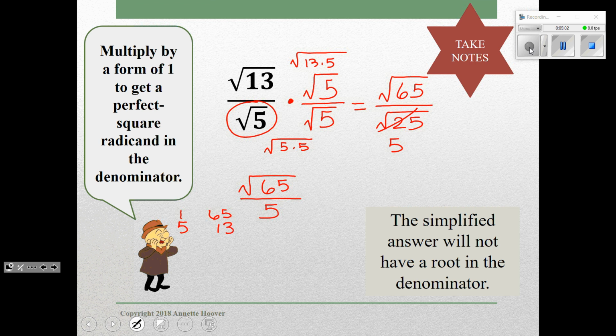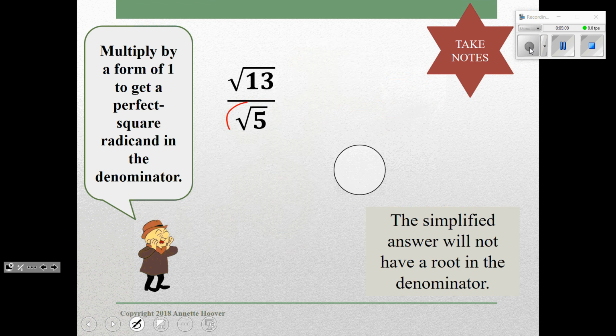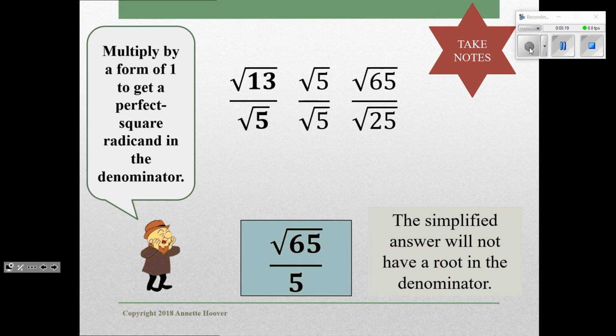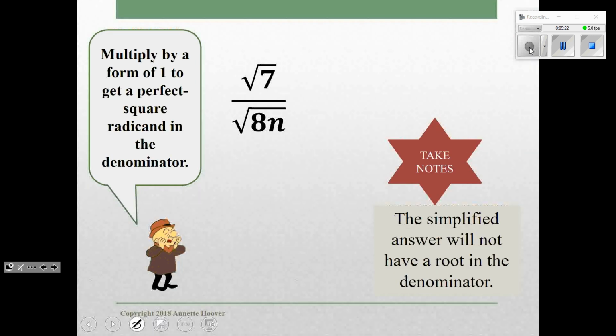None of these are perfect squares, so this is as simplified as we can do. The square root of 65 divided by 5. It's called rationalizing the denominator, which means that we're making the denominator a rational number instead of an irrational number. No radical signs in the final answers in the denominator.